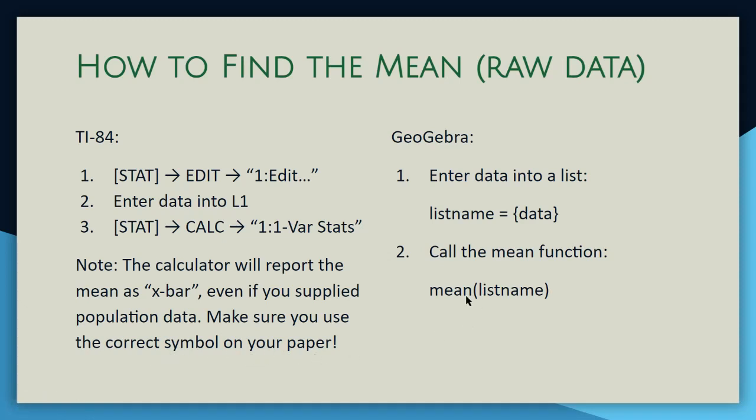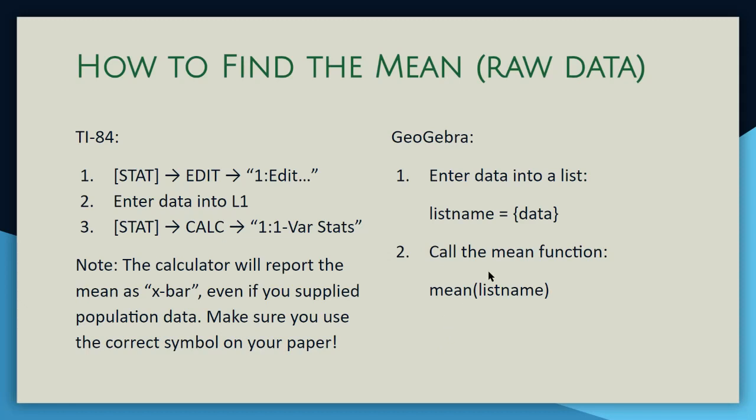You're going to see a similar issue in GeoGebra. It's going to say the mean equals a number, and it's not going to indicate the appropriate symbol. So you will need to either use x bar or mu, depending on whether you were given sample or population data.